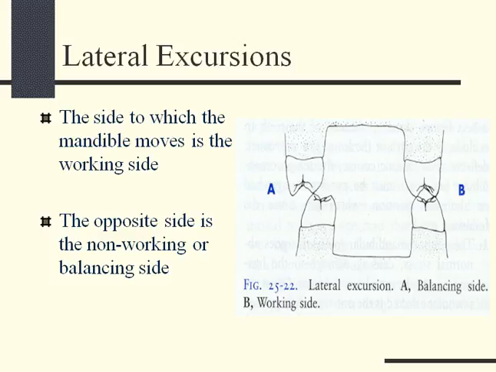Lateral excursions are movements of the jaw from right to left. The side to which the mandible is moving is called the working side. The opposite side is also known as the non-working or balancing side.